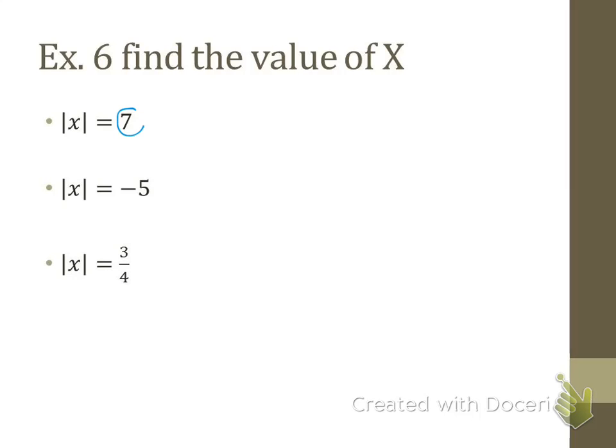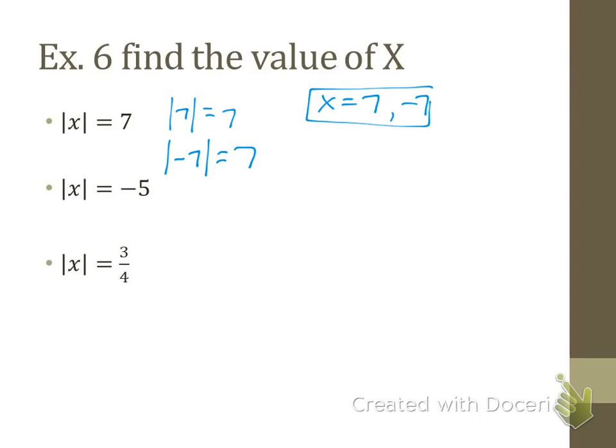The reason why is, watch this. If I know the answer is 7, the absolute value is 7. So what if I were to plug in a positive 7? What's the absolute value of positive 7? 7. So we know x can be 7. What if I were to plug in a negative 7? What's the absolute value of negative 7? 7. So that would work too. So my answer could be positive 7 and negative 7.